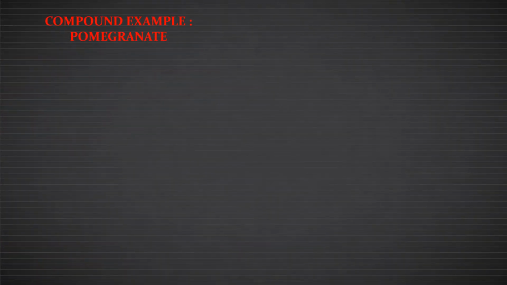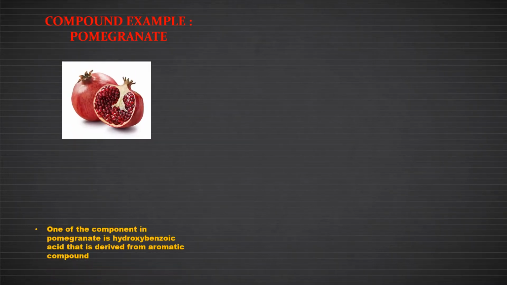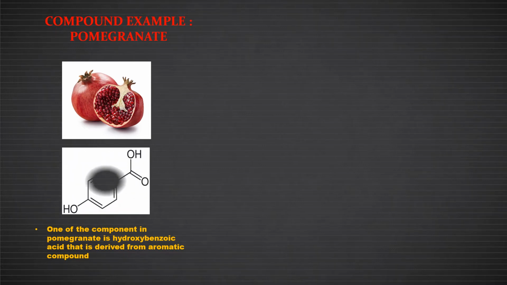Now we are going to present Chapter 6, question number 2. The example of a compound that has a ring is pomegranate. The reason is that one of the components in pomegranate, hydroxybenzoic acid, is derived from an aromatic compound. One of the surahs that mentions pomegranate is Surah Al-An'am, ayah 99.